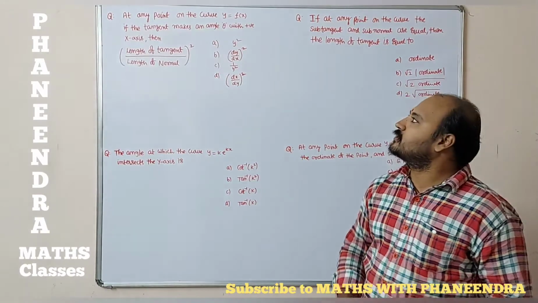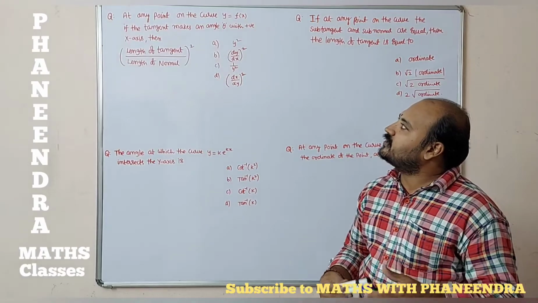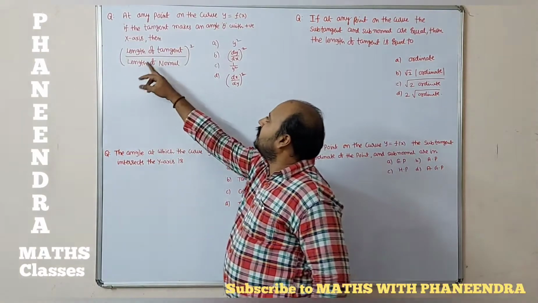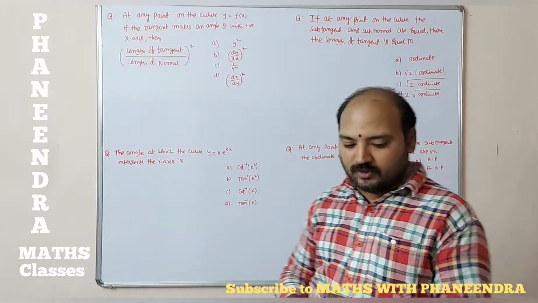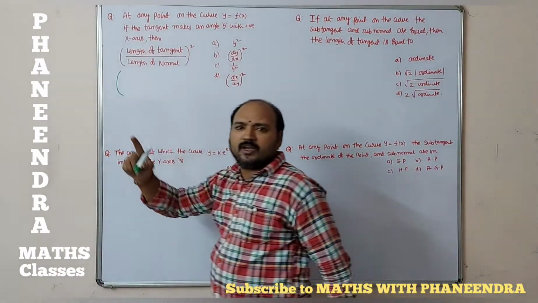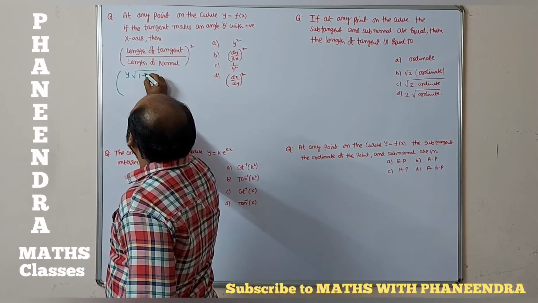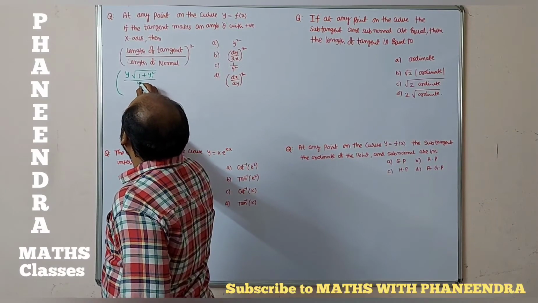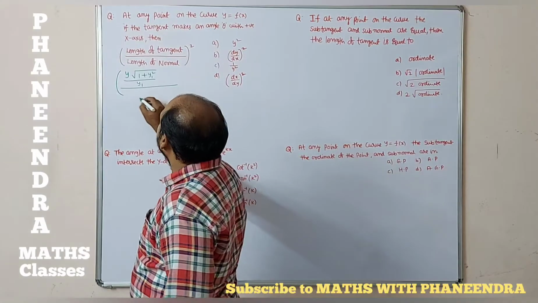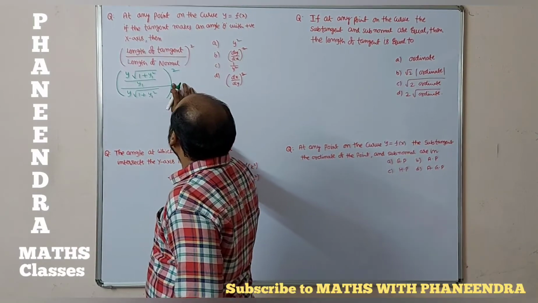The next question reads: at any point on the curve y is equal to f of x, if the tangent makes an angle theta with the positive x-axis, then length of tangent by length of normal whole square. See here, length of tangent. What is the formula for length of tangent, which we discussed in the earlier classes? Length of tangent is y into root of 1 plus y1 square divided by y1. Length of normal is y into root of 1 plus y1 square.